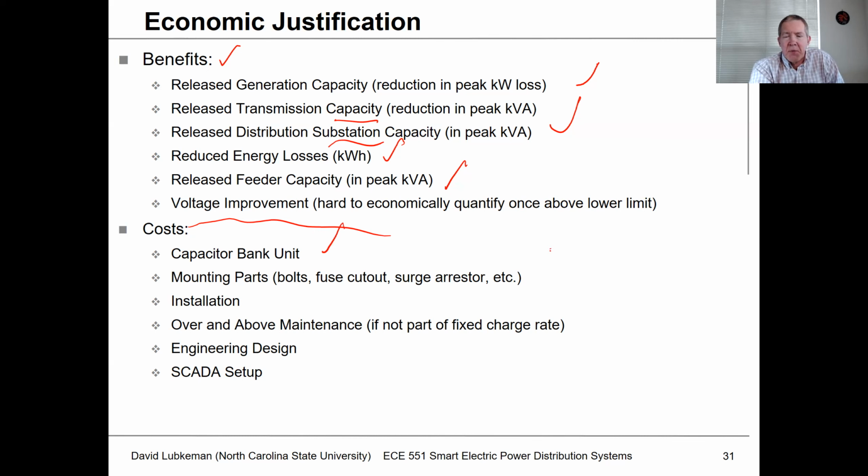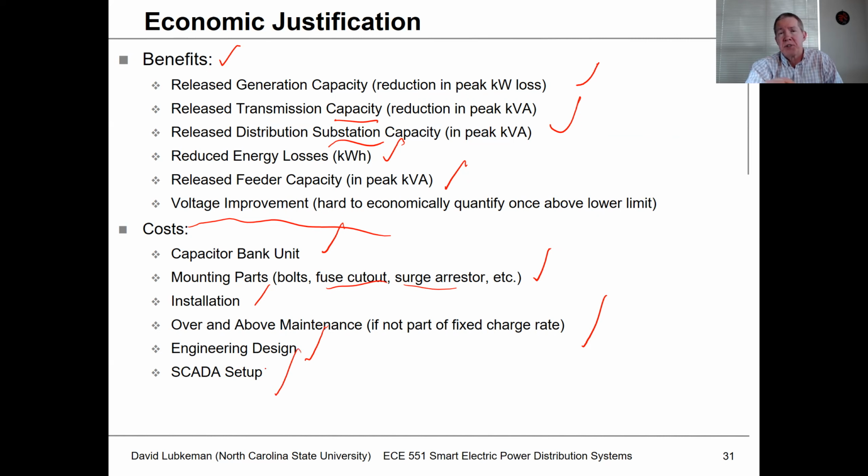But then we have all the mounting parts, and you've got the fuse cutouts and surge arresters. You have to have a crew install that. This has to be maintained each year. Some engineers have to figure out what size and what location to put this at. There's a cost associated with design.